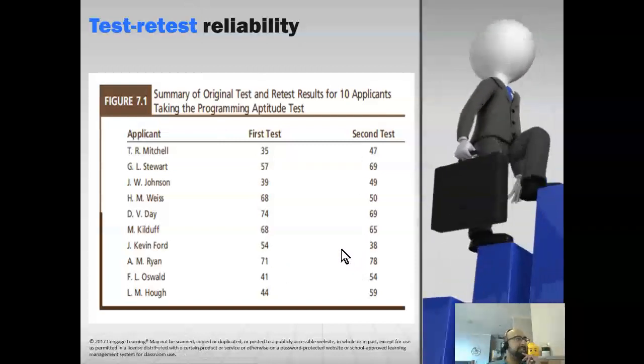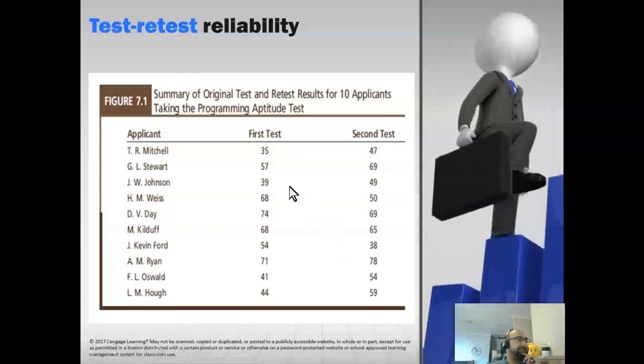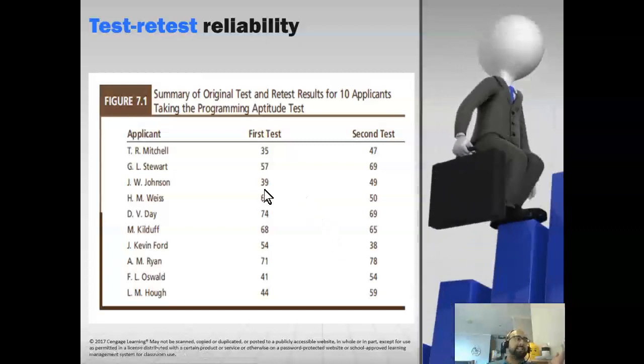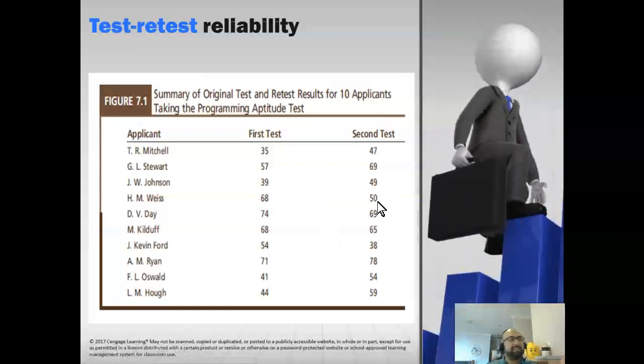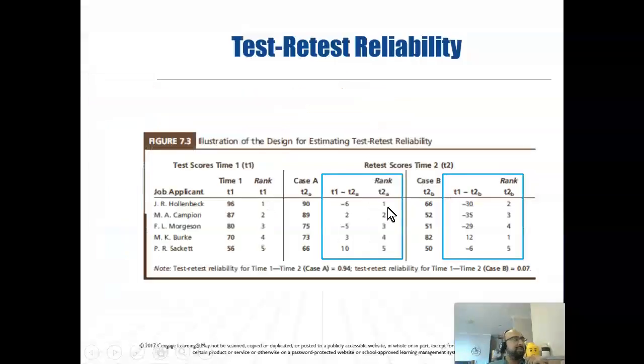You shouldn't see too many cases where someone takes the test the first time and gets a 68 and then gets a far lower score the second time around. So here is how that can be evaluated. Let's say we have 5 people taking the test. We have their scores and then we work out their ranks. They take the test the first time and their scores are 96, 87, and so on, and you can rank them in order.